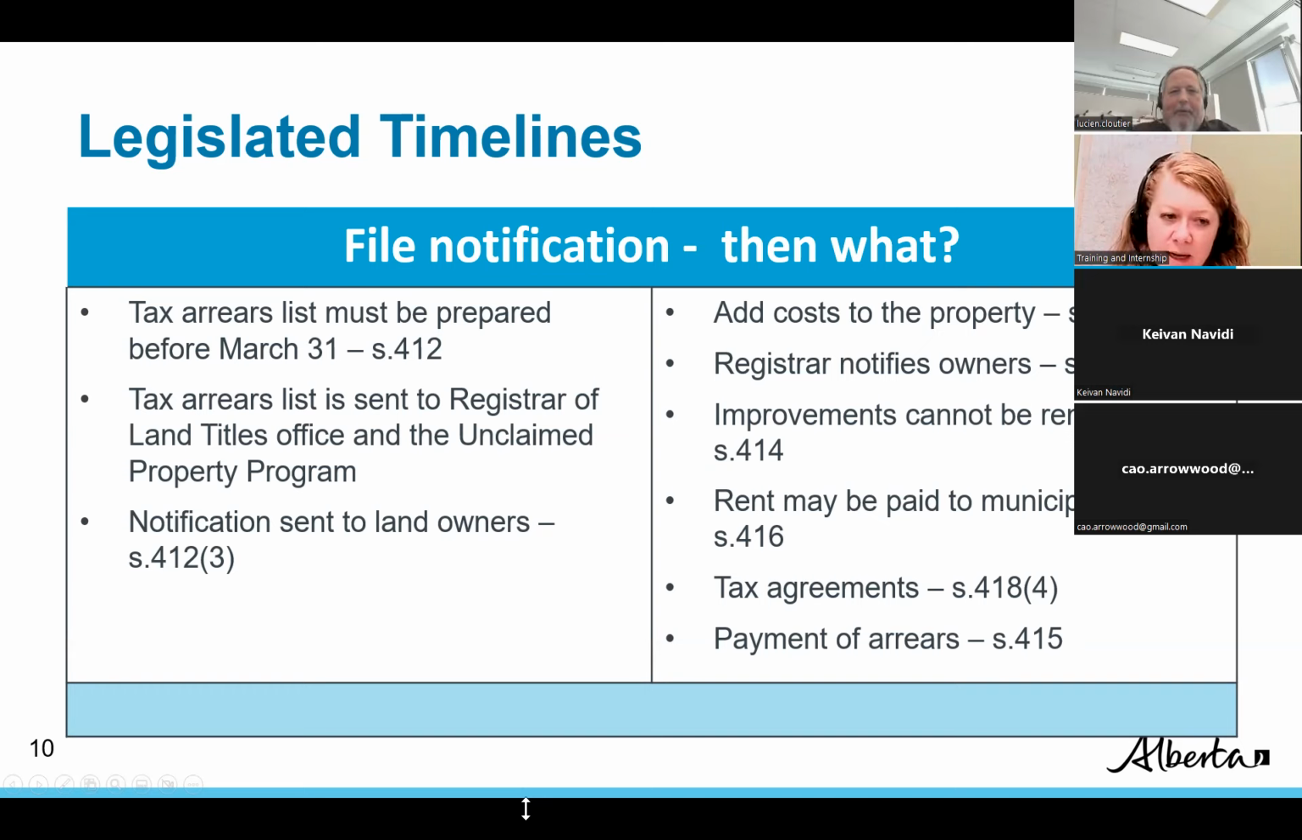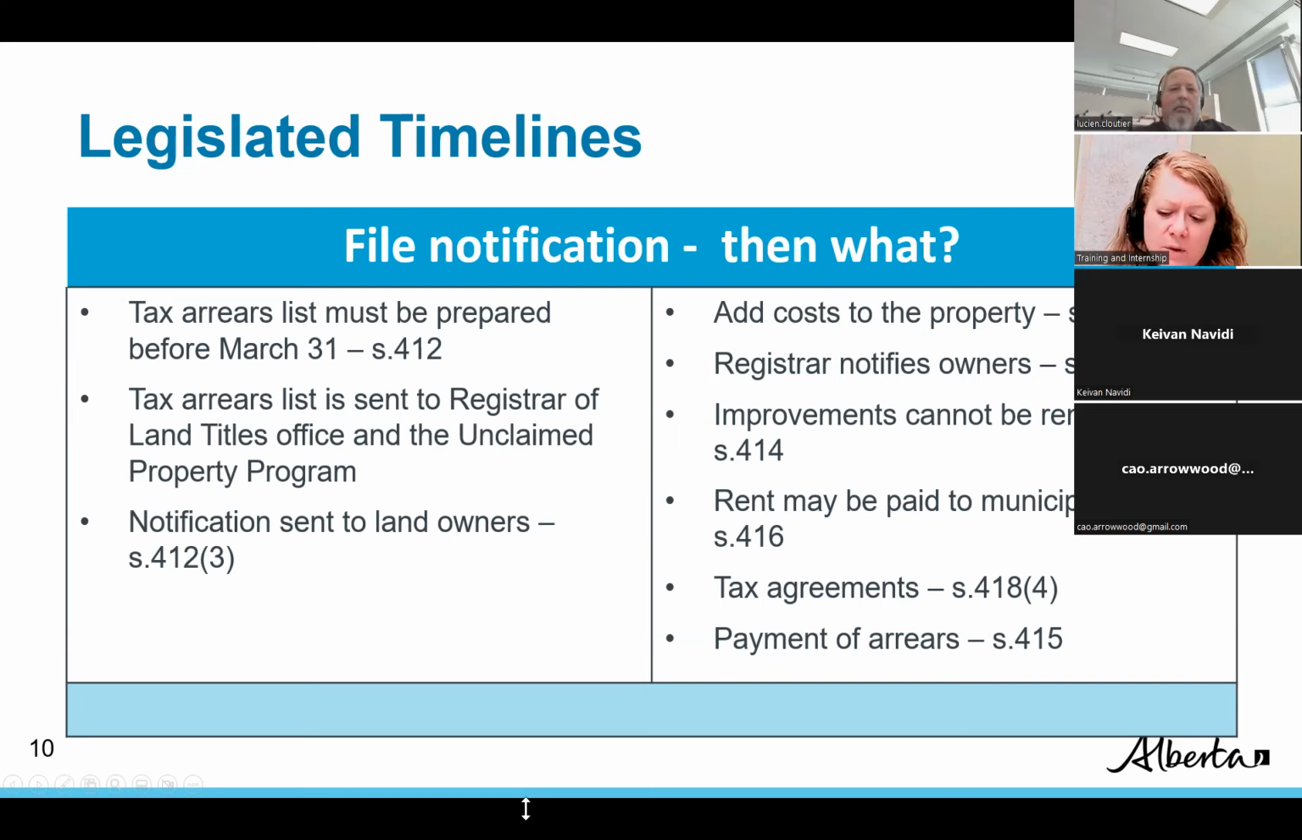Or sometimes a council, if they consider it equitable, can write off arrears, which would also remove the notification, but that's something that we don't recommend be used in too many cases. The municipality must also post the list in a place that is accessible to the public during regular business hours. I've heard that sometimes people like to rip the list down off the wall, so some municipalities have put that list under glass so that doesn't happen.